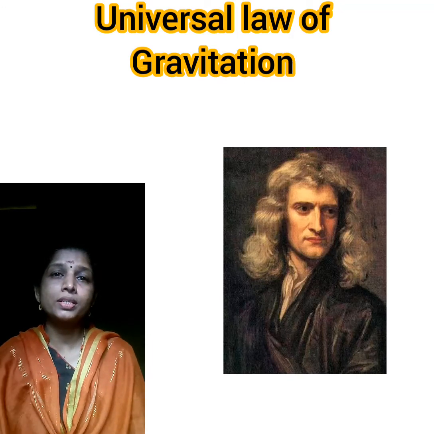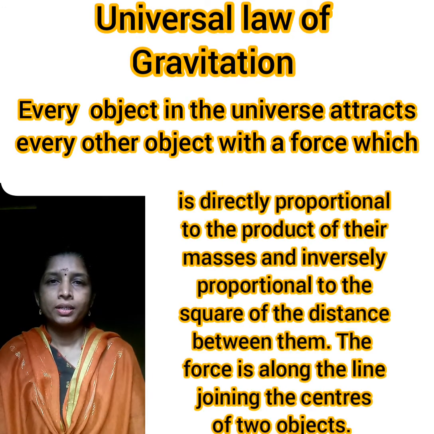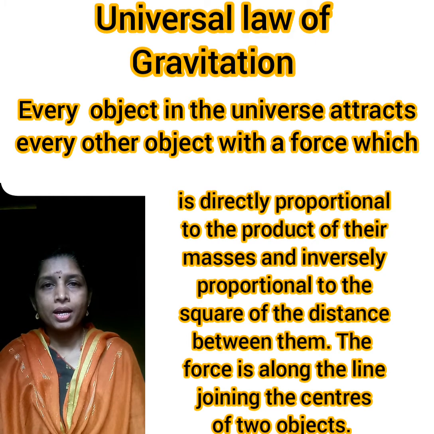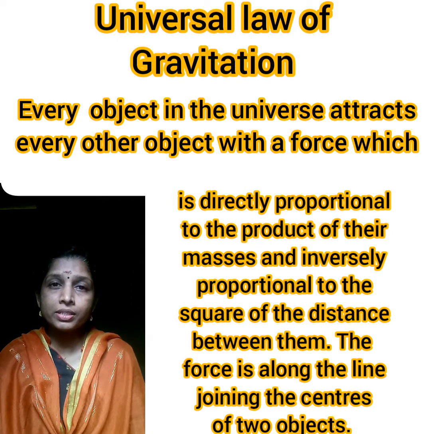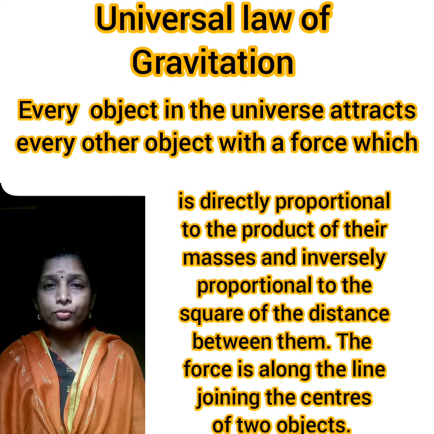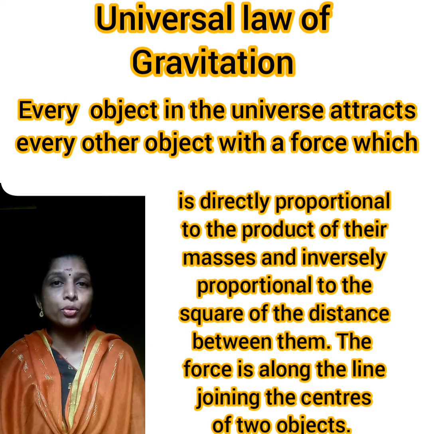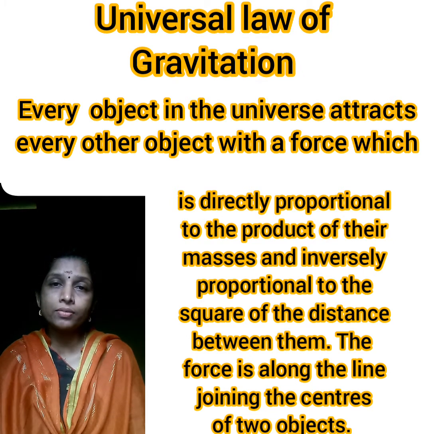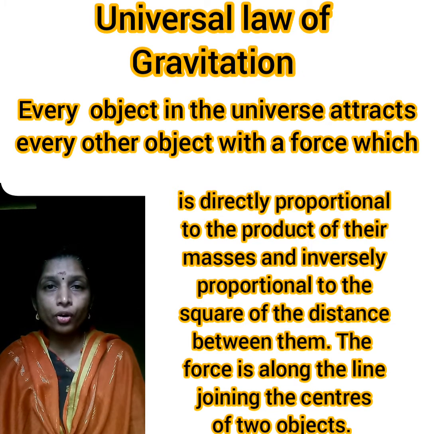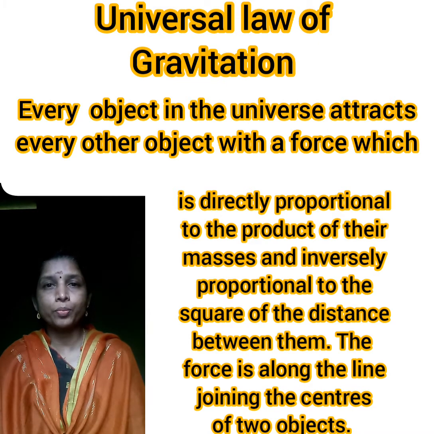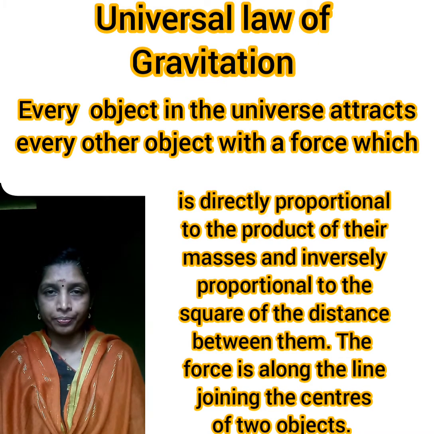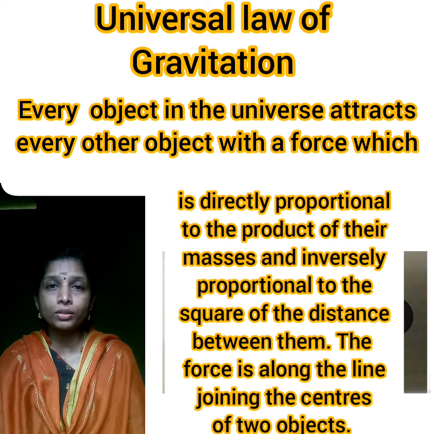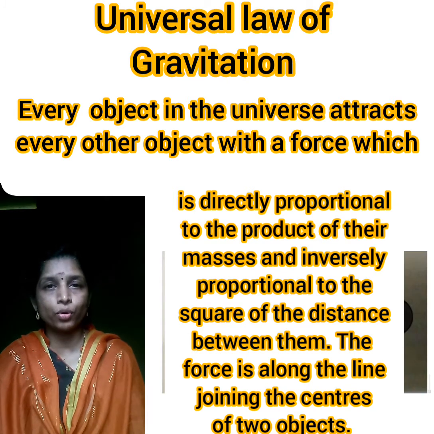Now we are going to discuss the universal law of gravitation. So what is the universal law of gravitation? Every object in the universe attracts every other object with a force which is directly proportional to the product of the masses of the two objects and inversely proportional to the square of the distance between them. And this force acts along the line joining the centers of the two objects.